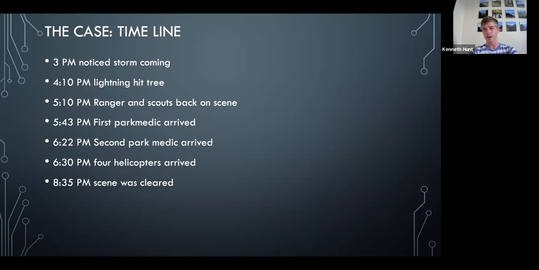And these helicopters landed and immediately took off just because it was too dangerous to stay and try to evacuate any victims of the scenario. And then unexpectedly at 6:30 p.m., 4 helicopters arrived. I'll touch on this a little bit later, but it was unexpected just because communication was so poor from ground radio to the helicopters because of the electrical activity of the storm. And then at 8:35 p.m., the scene was cleared by 4 helicopters and then 2 ground ambulances, which were eventually able to get in and evacuate the victims.